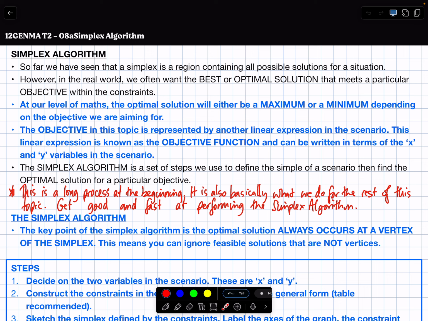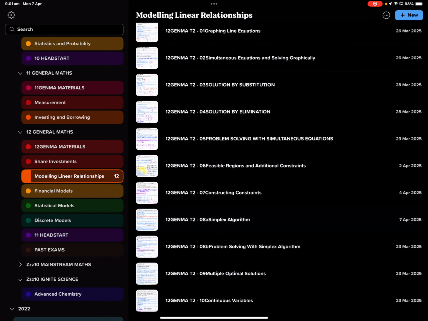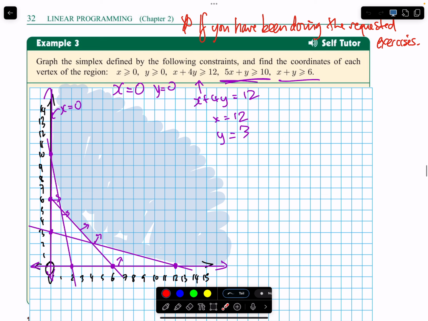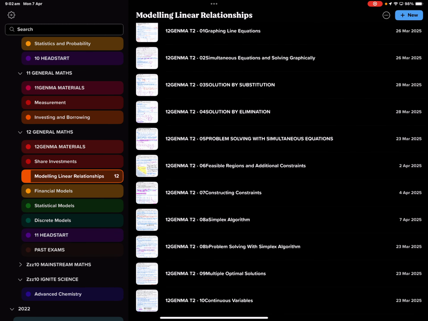So far, we've seen that a simplex is a region that has all possible solutions. Let me remind you what we have done so far: we've coloured in an area that has possible solutions, okay? But if that's my region of solutions, would there be an infinite number of solutions? That cloud goes on forever, okay? So we would never ask you a question like that for a time-limited test.